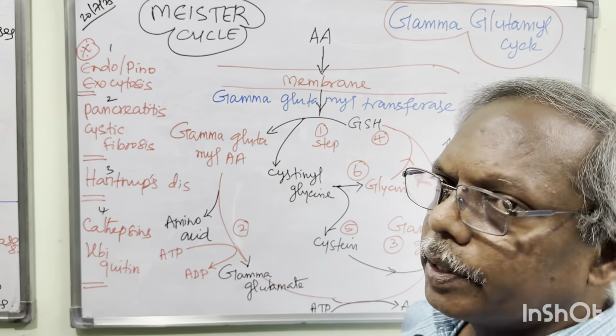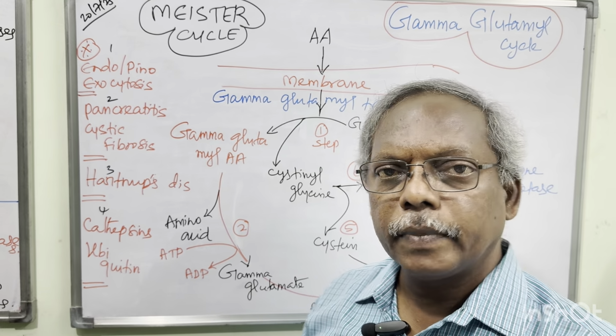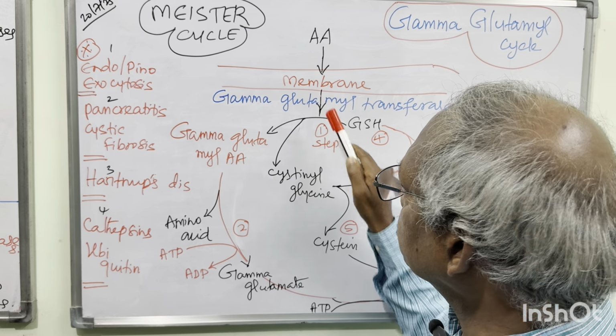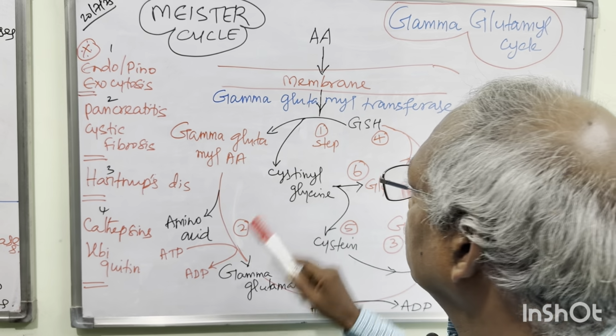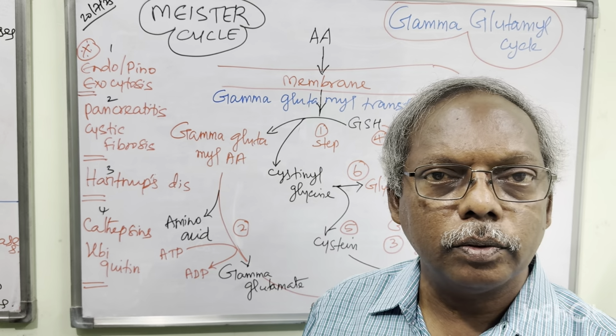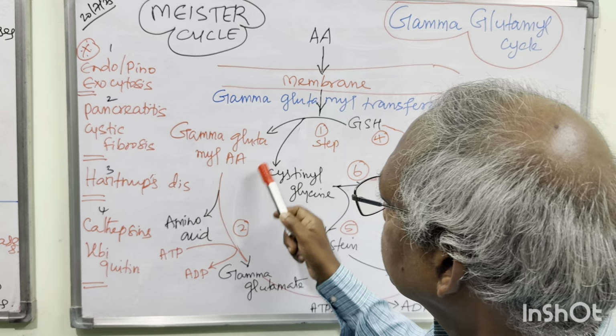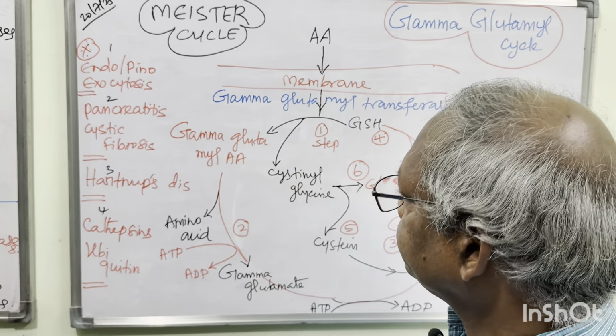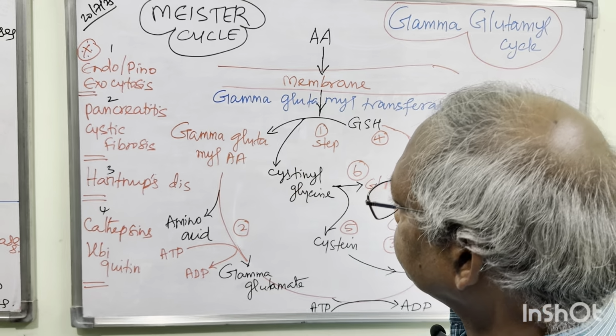Outside the membrane, the amino acid is waiting. This amino acid enters into the membrane, combines with glutathione, GSH, and produces two important products: cystinyl glycine and gamma glutamyl amino acid. This is the first step.